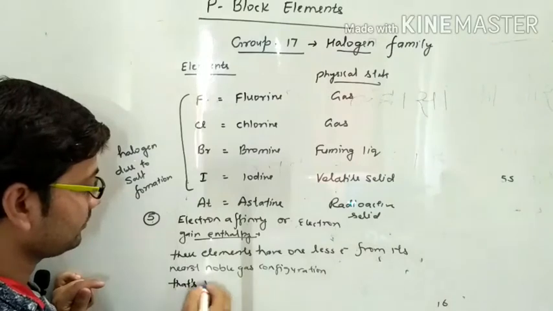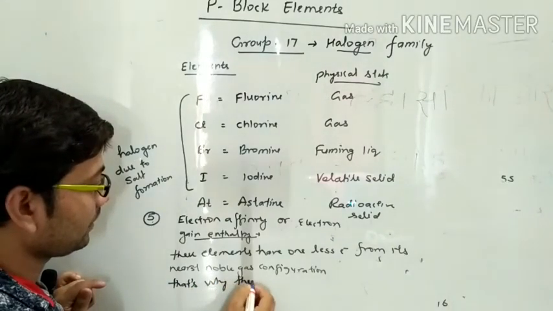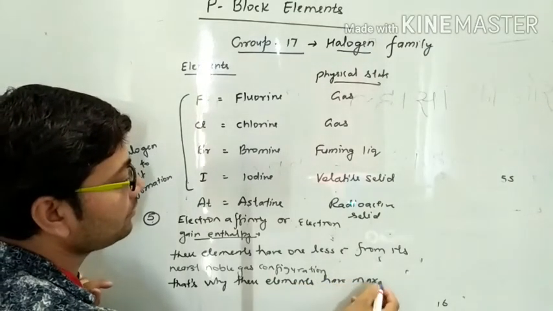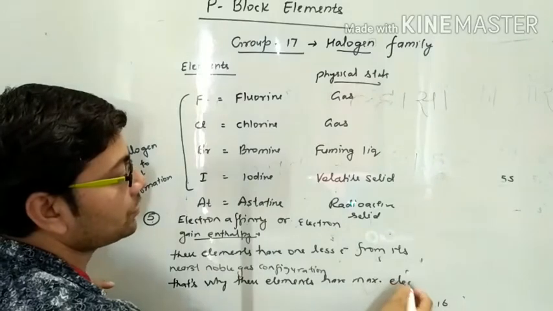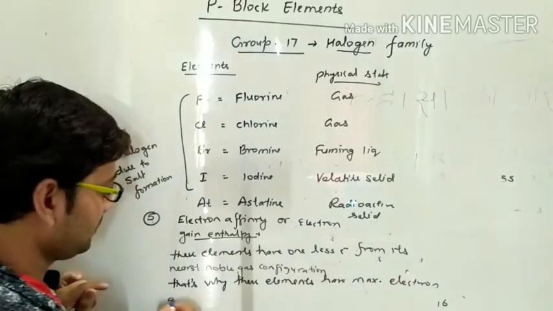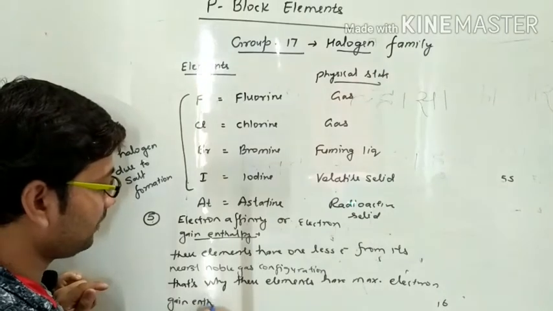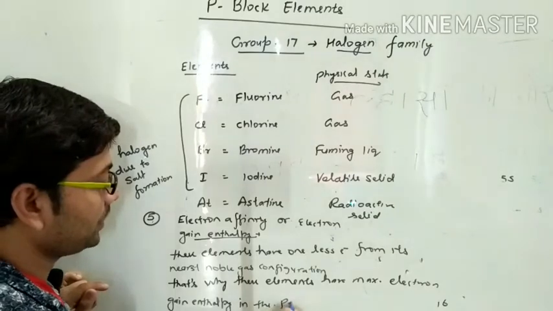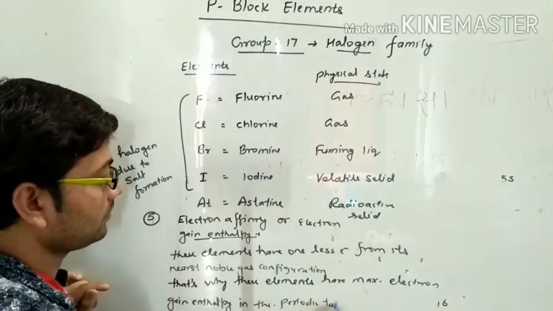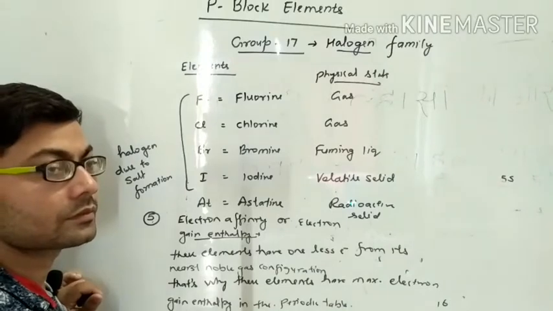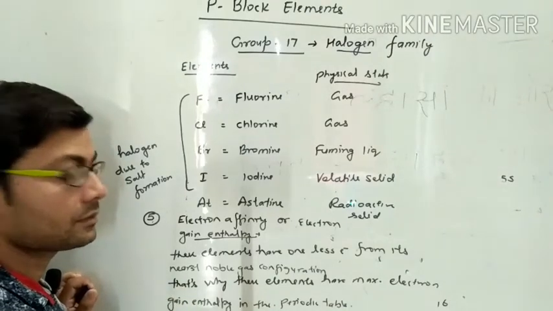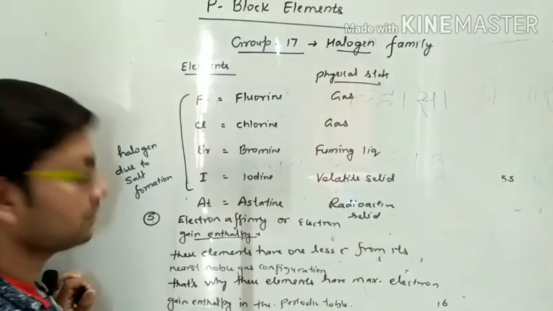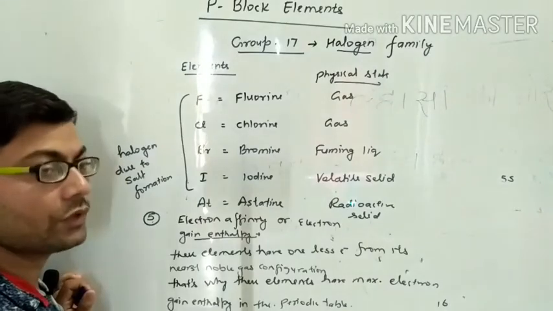That's why these elements have maximum electron gain enthalpy in the periodic table. The trend is due to the nearest noble gas configuration, to obtain the nearest noble gas configuration.